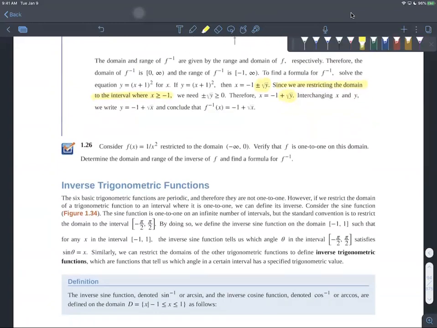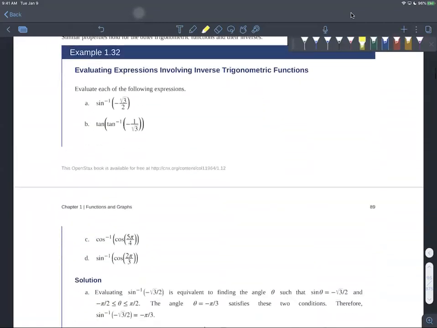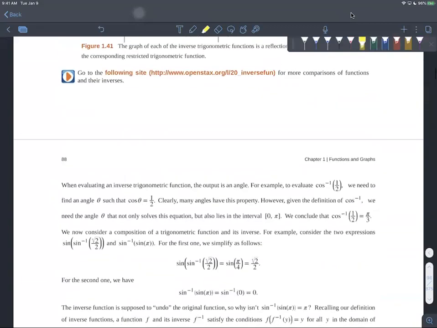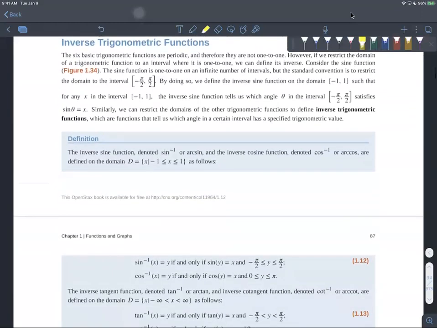So now the inverse trigonometric functions. We'll talk a little bit about these, and then we'll see a couple examples before we finish. We're almost done. The 6 basic trigonometric functions are periodic, and therefore they are not one-to-one, right? So, like sine of x is not one-to-one. However, if we restrict the domain of the trigonometric functions to an interval where it is one-to-one, then we can define its inverse. Consider the sine function, and it says figure 1.34.